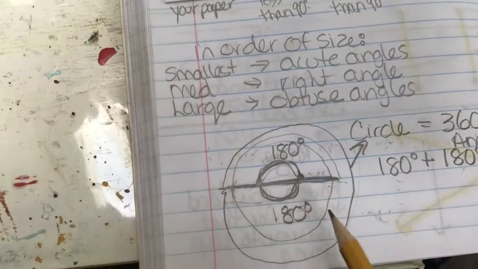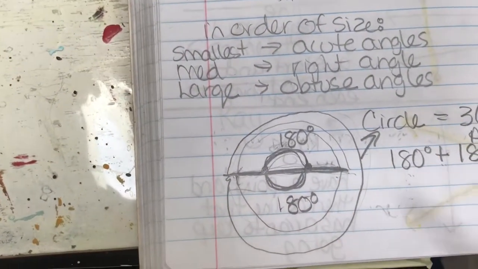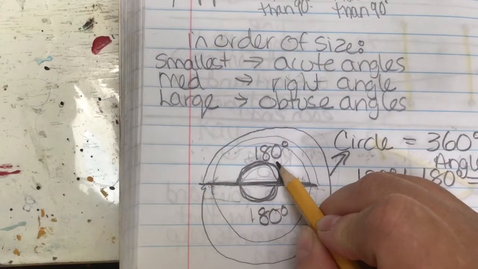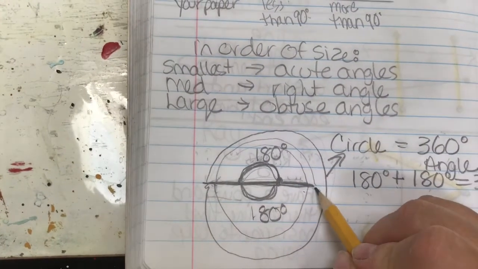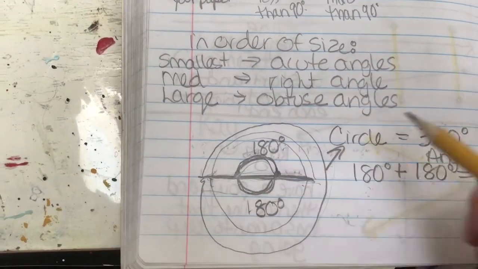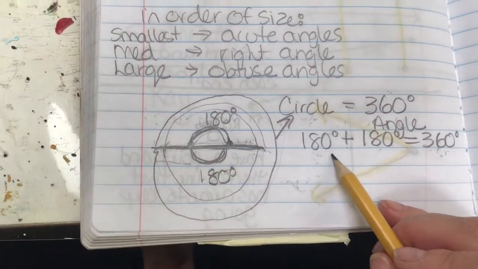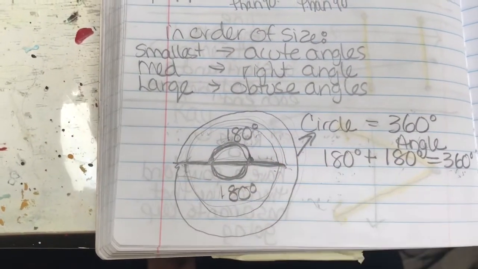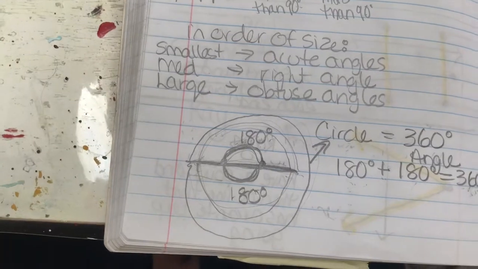You also are going to need to know that a straight line is actually an angle. From one side over to the other will be 180 degrees. So a straight line angle is worth 180 degrees. And if we put 2 of those together, we would get up to 360. And 360 is how many degrees are in a circle.